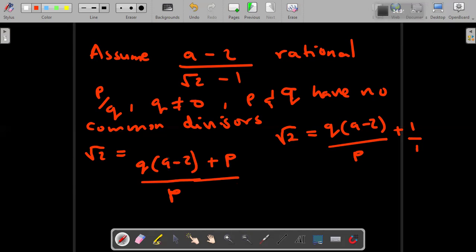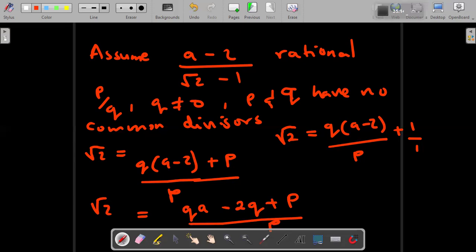Okay. So from here, what do I do next? I can expand what's on top. So I have q times a, then minus 2q plus p, divided by p, like that. So this is what I have. Let me check that. I hope this is okay. Root of 2 equals a over b, q. Okay, yeah. So that's what I have.